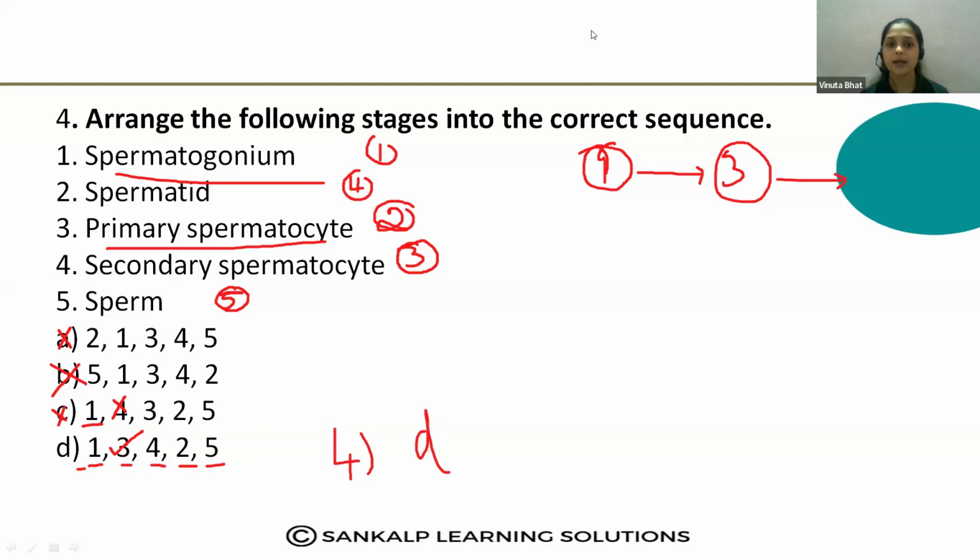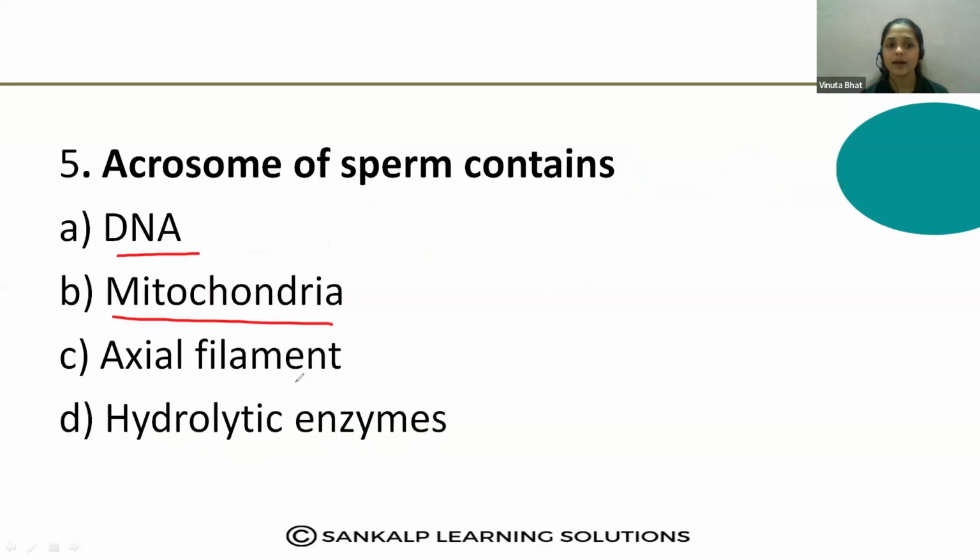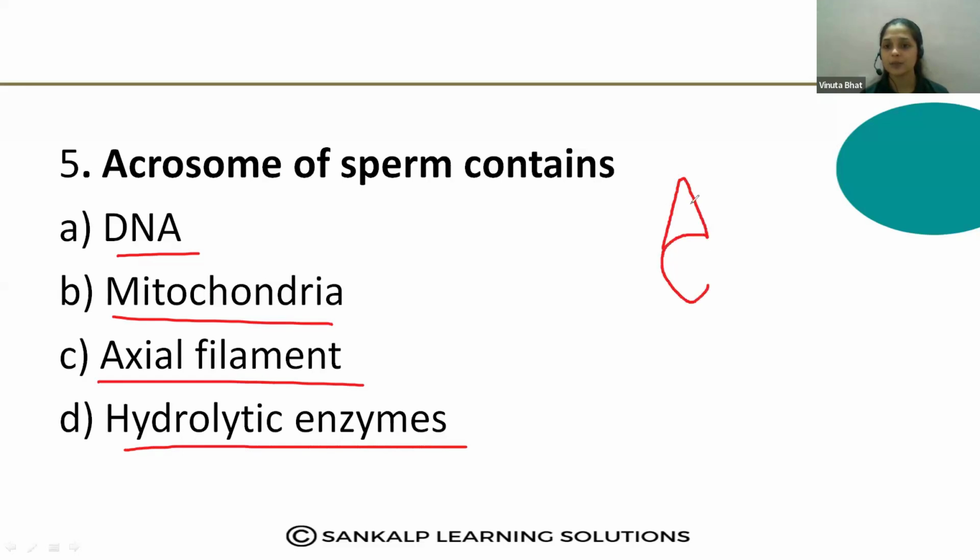Fifth question. Acrosome of sperm contains: DNA, mitochondria, axial filament, hydrolytic enzymes. Acrosome means that which is present at the head region, the bulge part. So this triangular shape part is called the acrosome, right? So what does it contain inside the acrosome, what is present?